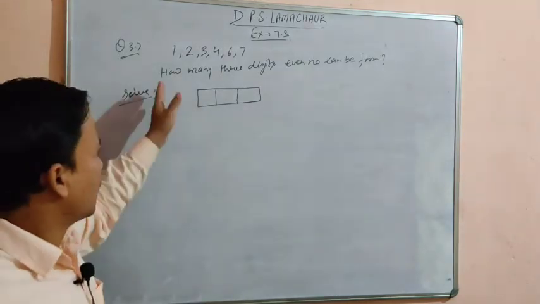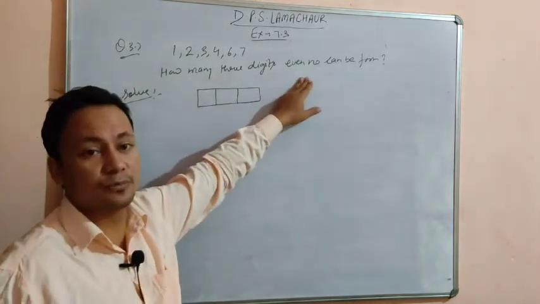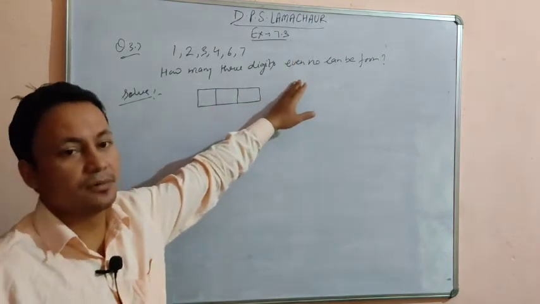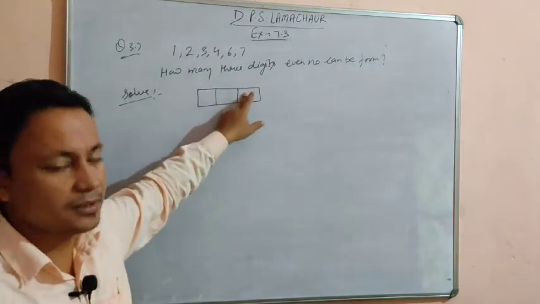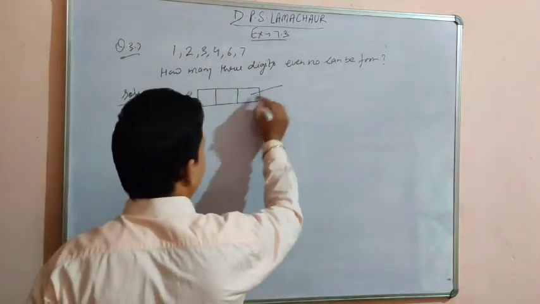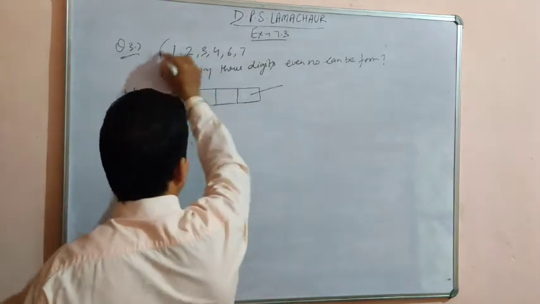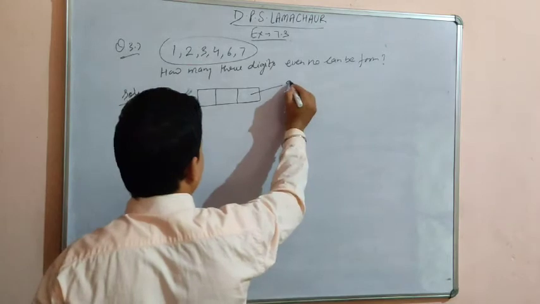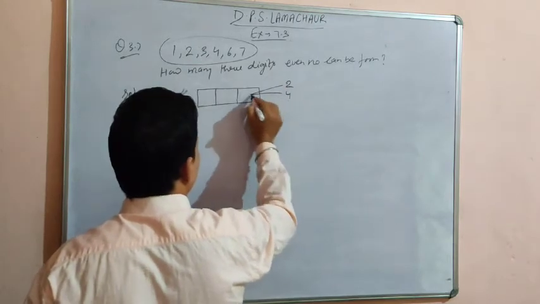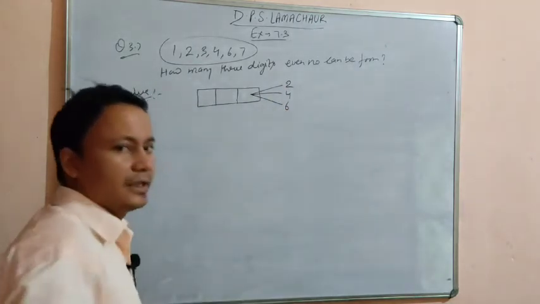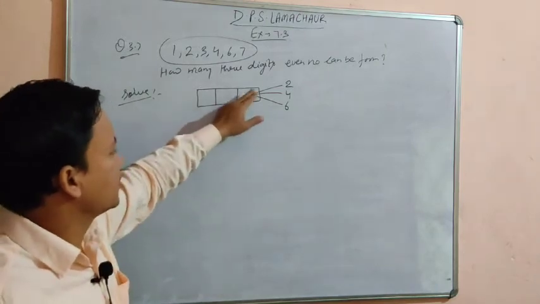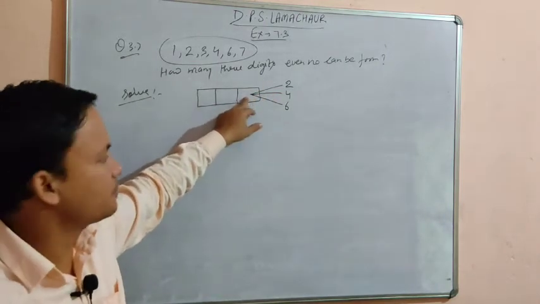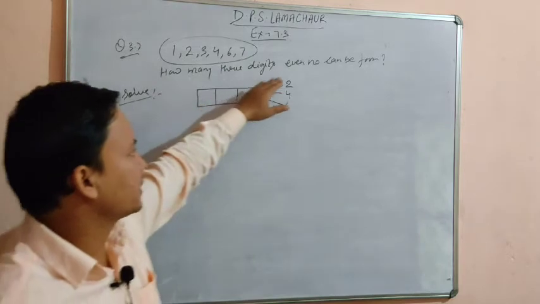Now a 3-digit even number we have to make. So what is the condition for an even number? Your unit place can be filled with, what are the options for this? This can be filled from the given options, as 2, 4 and 6. Only 3 options are available. Okay, 3 options are there to fill this box. Why? Because we have to make an even number.